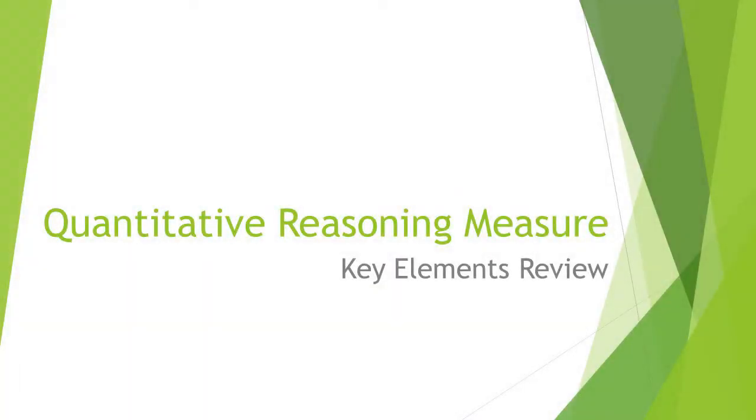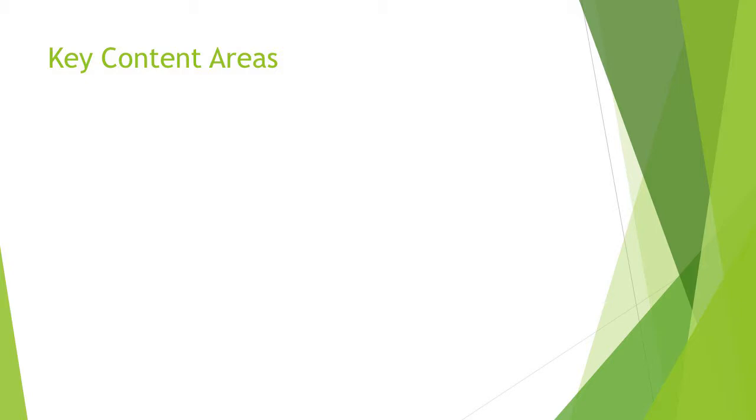We will now review some key elements of the quantitative reasoning measure. The quantitative reasoning measure assesses your basic mathematical skills, your understanding of elementary mathematical concepts, and your ability to reason quantitatively and to model and solve problems with quantitative methods. The skills, concepts, and abilities are assessed in the following 4 content areas: arithmetic, algebra, geometry, and data analysis.